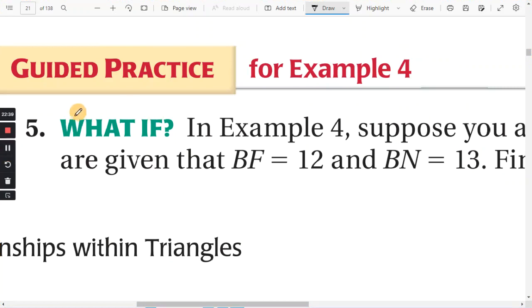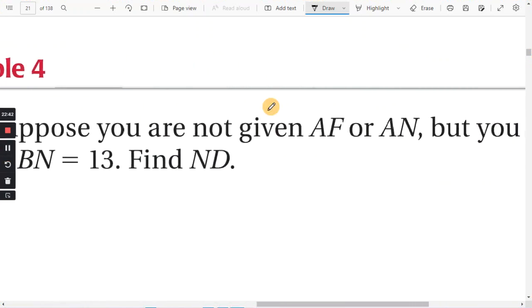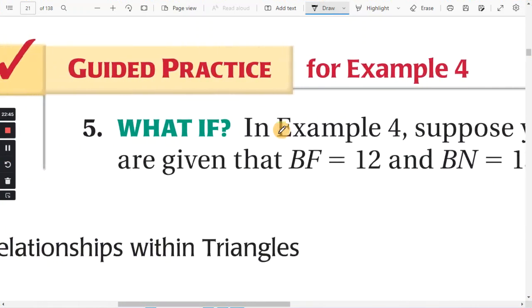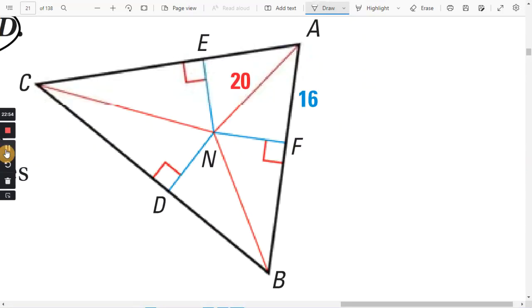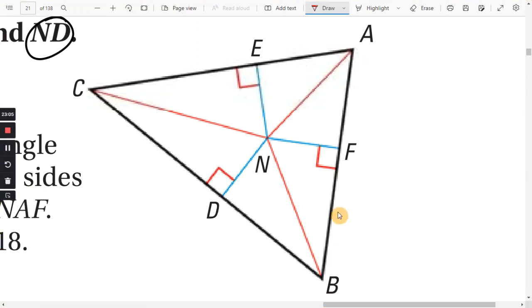Okay, let's try number 5. It says in example 4, suppose you are not given AF or AN, but you are given BF is 12 and BN is 13. Find ND. I'm going to write all this stuff on the diagram. It says you are not given AF or AN. So first, I'm going to erase those two because you're not given those two numbers. And it said BF is 12 and BN is 13. And again, they want us to find ND. So that's this one right here.